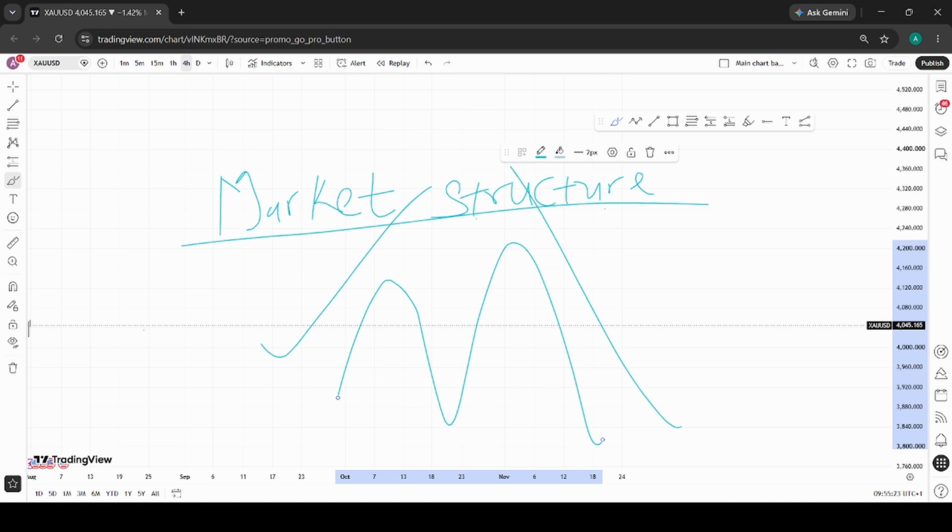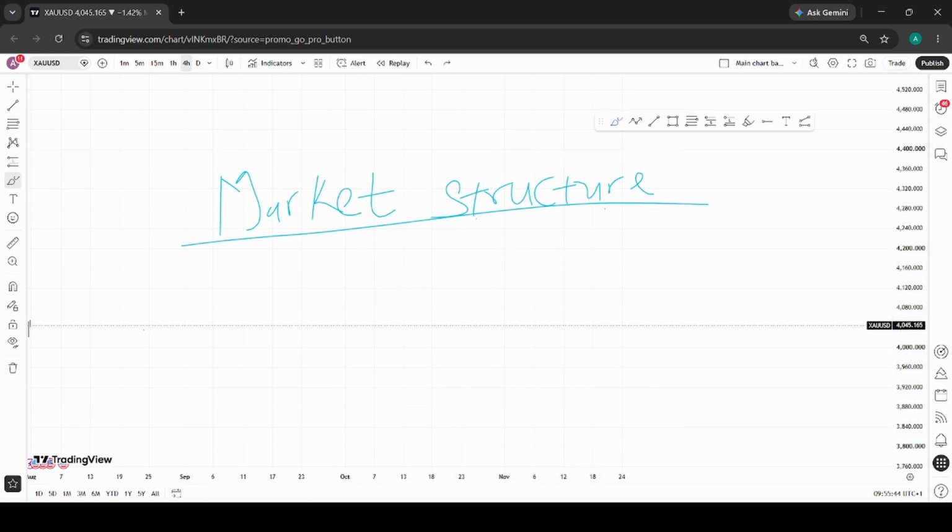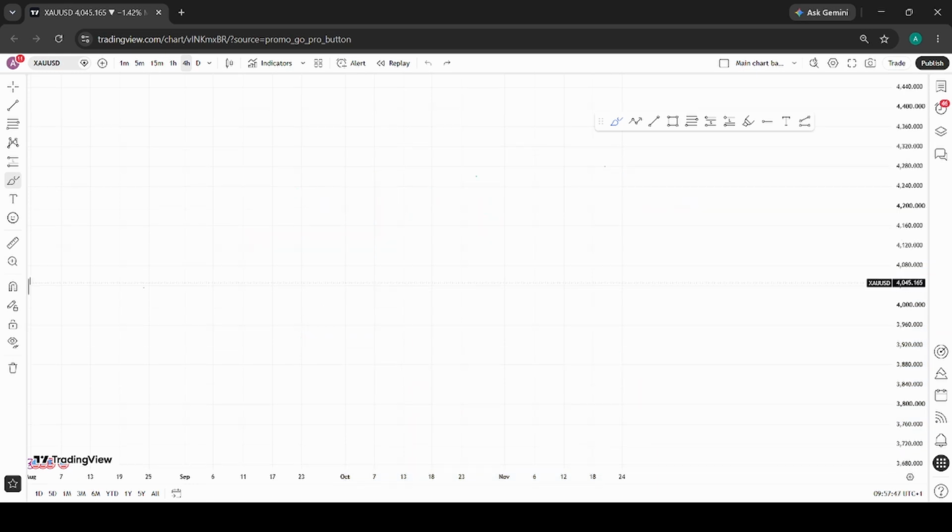Market structure helps to tell if the price is going up, that is, if the price is in an uptrend, or if the price is going down, that is, in a downtrend, or if the price is consolidating. Since you already know the definition of market structure, there are types of market structure. That is, when you are looking at the charts, what is the price doing? That is what I mean by types of market structure.